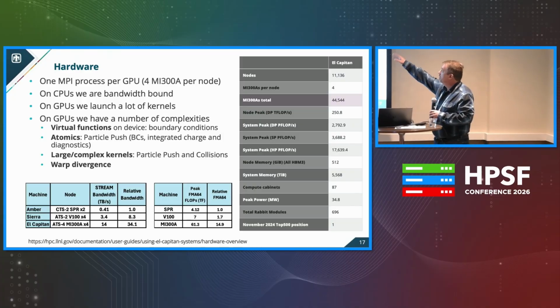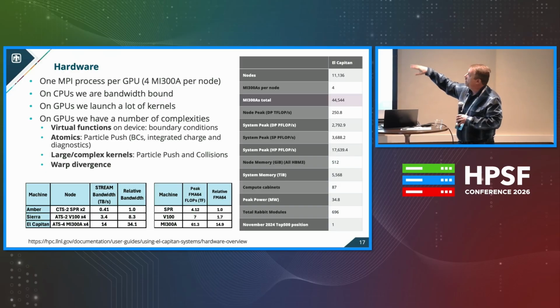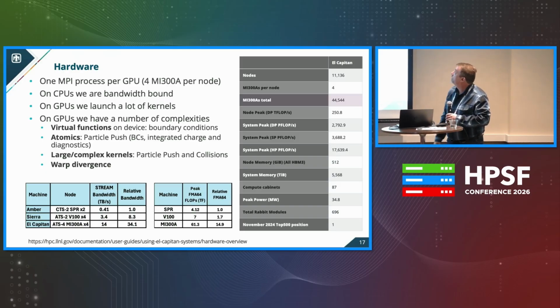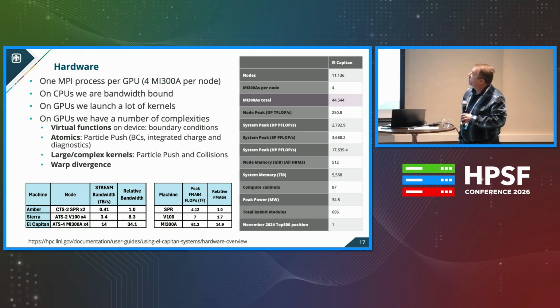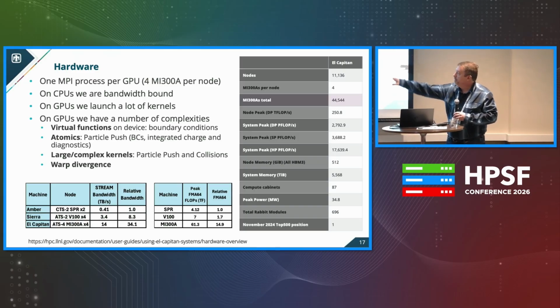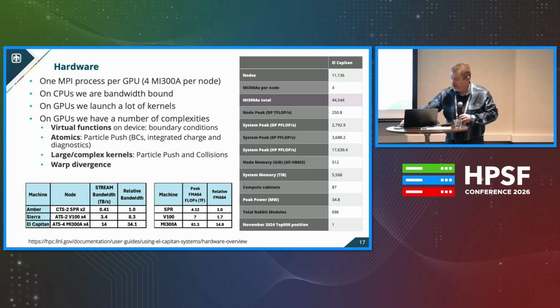So if you're curious, these are statistics on the right, just showing what El Capitan is. Right now it's listed #1 on the Top500. It's got 11,000 nodes, so 44,000 of these MI300A processors. We're typically memory bound, so really what you want to look at is the relative bandwidth block. And you can really just ignore the peak floating point operations.